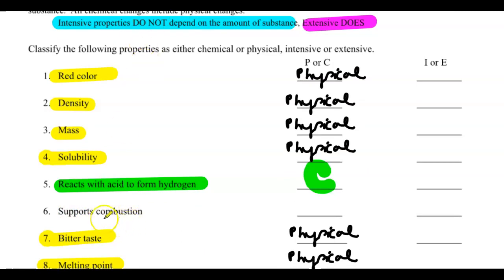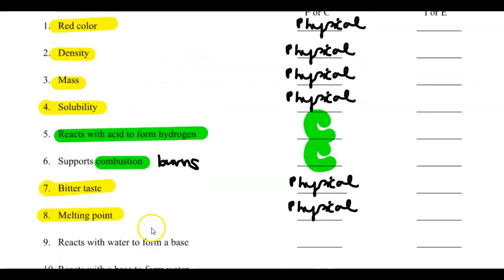Supports combustion. Well, what does the word combustion mean? If you're not sure, you can look it up. Combustion means fire or how something burns. So we're talking about how it burns. If you burn a piece of wood, is it the same anymore? No, it becomes like ash or charcoal. So that one is definitely going to be chemical again.